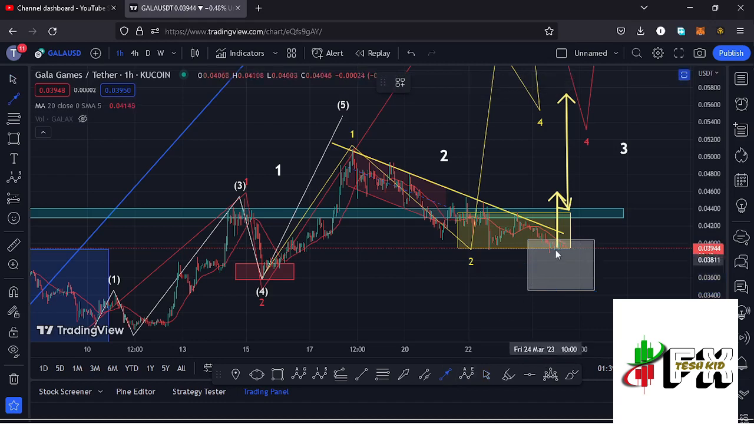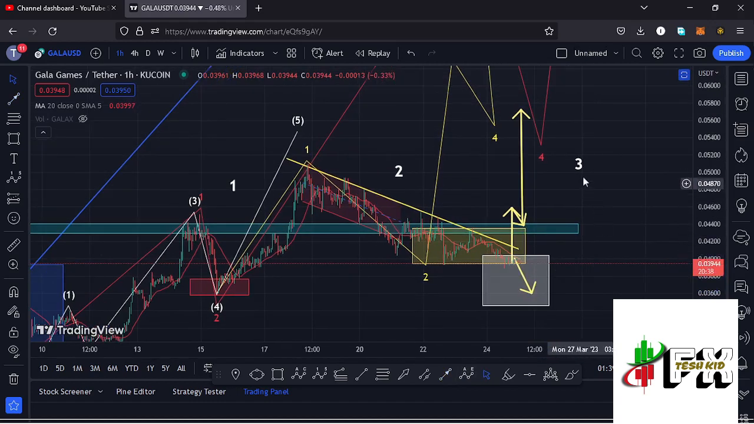And now we need to continue watching this white target area down here, because there are high chances that we are going to see the low for that second wave within the white target area before we can see our reversal to the upper side in the formation of this wave 3.